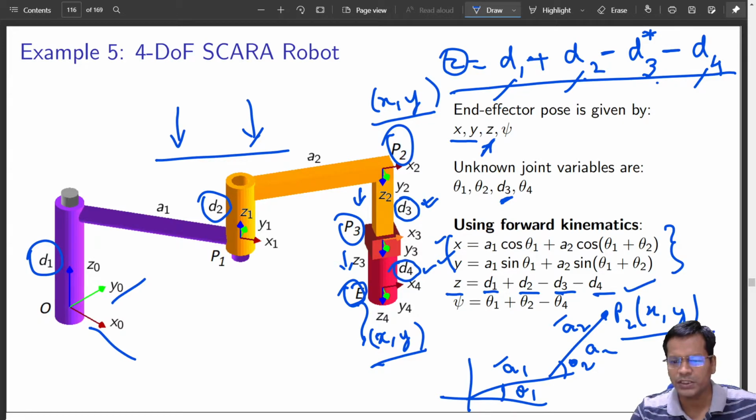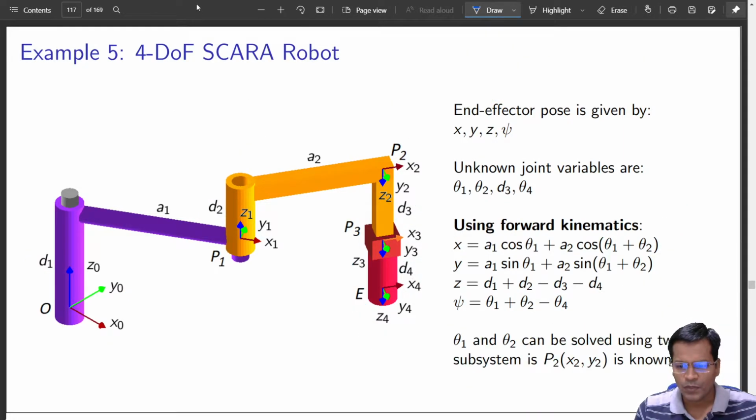So that means D3, again one of the variables, is now known. D3 is known, theta 1 and theta 2 are known. So what is remaining? Psi is known. So now what is remaining is theta 4. Now, don't let me make this more clumsy. I'll go a little ahead. So forward, that is what I said just now.